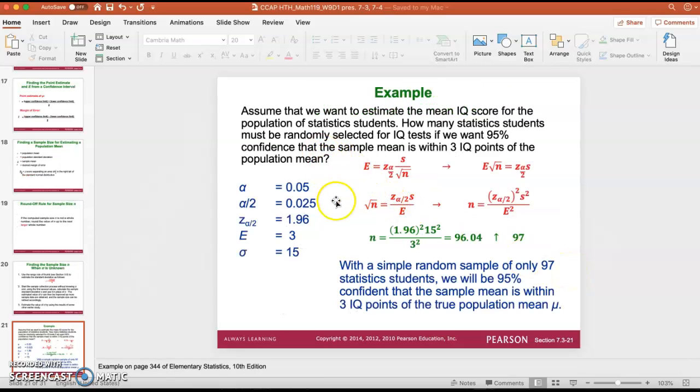So here's an example going through one way we could find the sample size. Assume that we want to estimate the mean IQ score for a population of statistics students. How many statistics students must be randomly selected for IQ tests if we want 95% confidence that the sample mean is within 3 IQ points of the population mean? When it's saying within 3 IQ points, that's our margin of error, essentially.